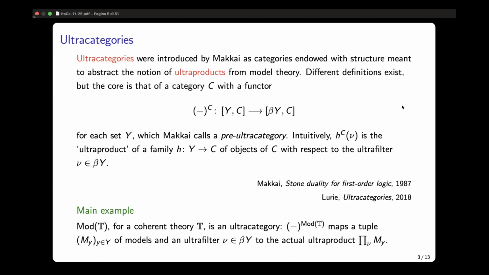This datum was called a pre-ultracategory by Makkai. And now the topological limit that we had in the beta algebra case represents the ultraproduct, in a sense, of a family of objects indexed by h with respect to a choice of ultrafilter nu. And the key example of this whole theory is the category of models of a first order theory. I wrote coherent here, but you can just think about a first order theory, where now the abstract ultraproducts given by these extension functors are just actual ultraproducts of models.